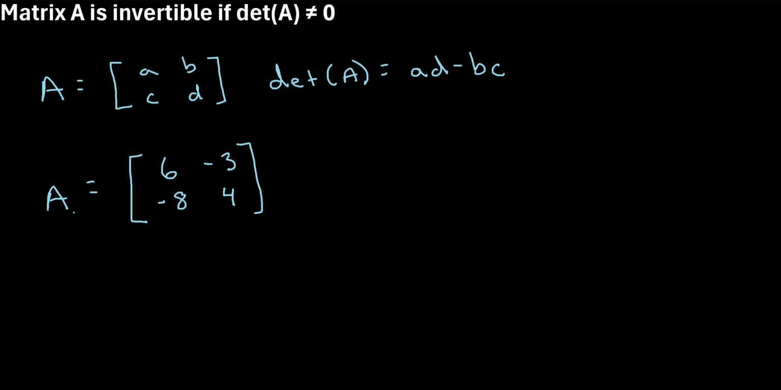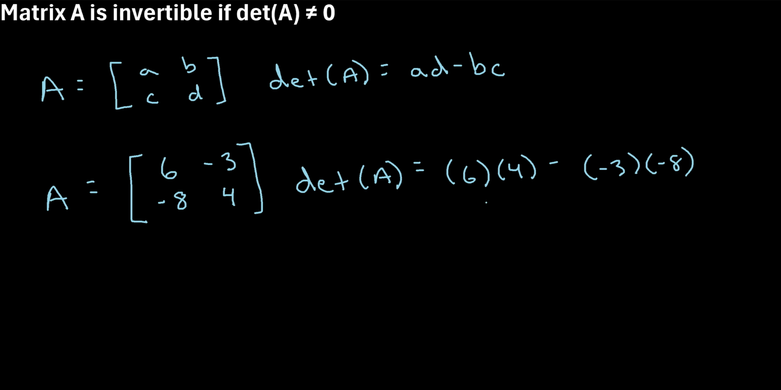Let's say we have matrix A with the following values: 6, -3, -8, and 4. How can we determine if this matrix is invertible? Well, once again, we'll calculate the determinant of the matrix. So that is A times D, so 6 times 4, minus B times C, so -3 times -8.